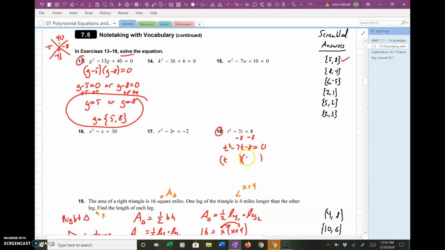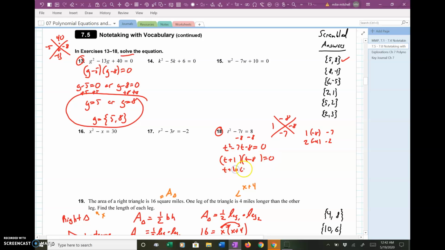Now we're going to have those t's in there. I need to multiply to negative 8, add up to negative 7. That's going to be 1 times negative 8. That adds up to negative 7. 2 times negative 4 would add up to negative 2. So we got 1 and negative 8. T plus 1, t minus 8 equals 0.